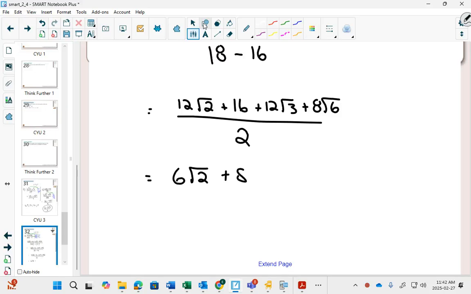2. Divide this by 2, you get 8. Divide that by 2, you get 6 root 3. Divide this by 2, you get 4 root 6. And then divide the bottom by 2, you get 1, which I don't have to write on the bottom, divided by 1.